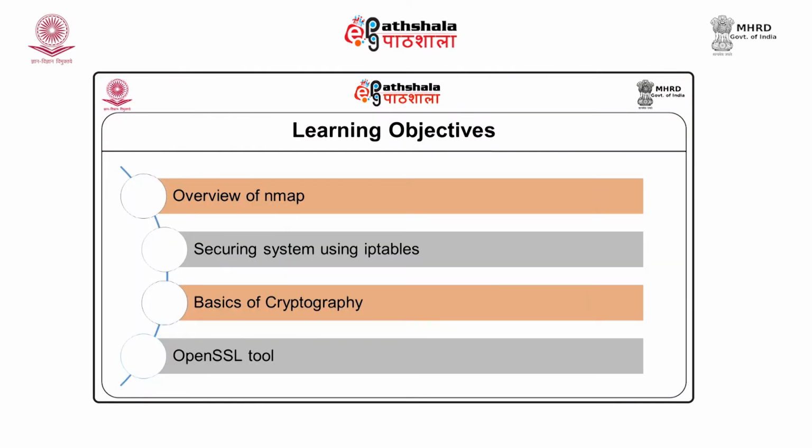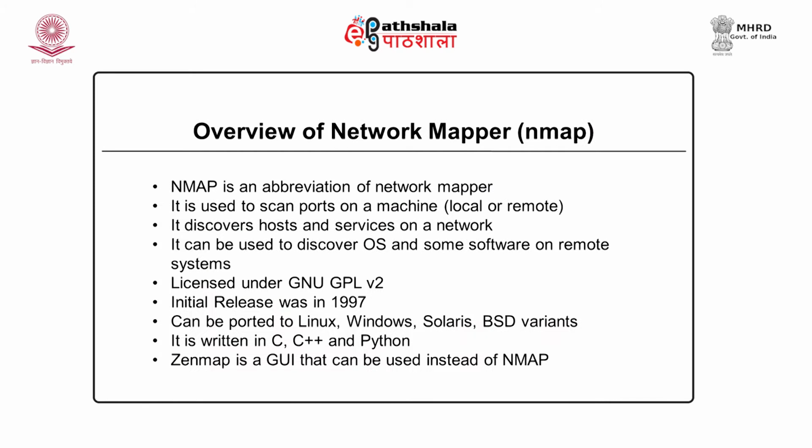The Nmap tool is known as network mapper. As you can see on the screen, the Nmap tool was initially developed to scan ports, and later on it was scanning the operating systems, and it also scans the entire network. It can discover operating system and few other softwares that run on remote systems. It is licensed under GNU GPL version 2. It was initially released in 1997. So, it has completed nearly 20 years.